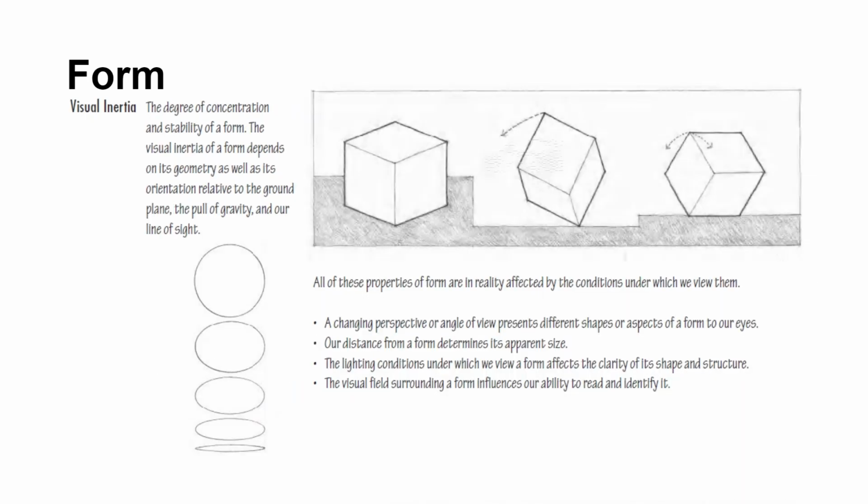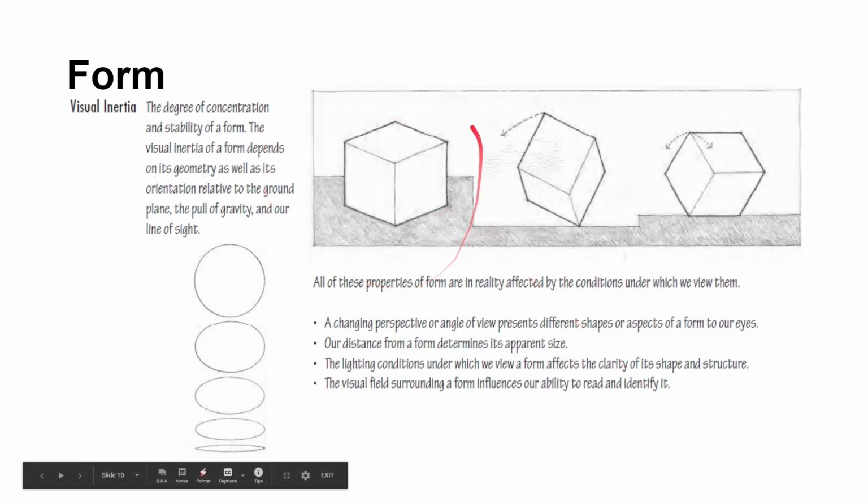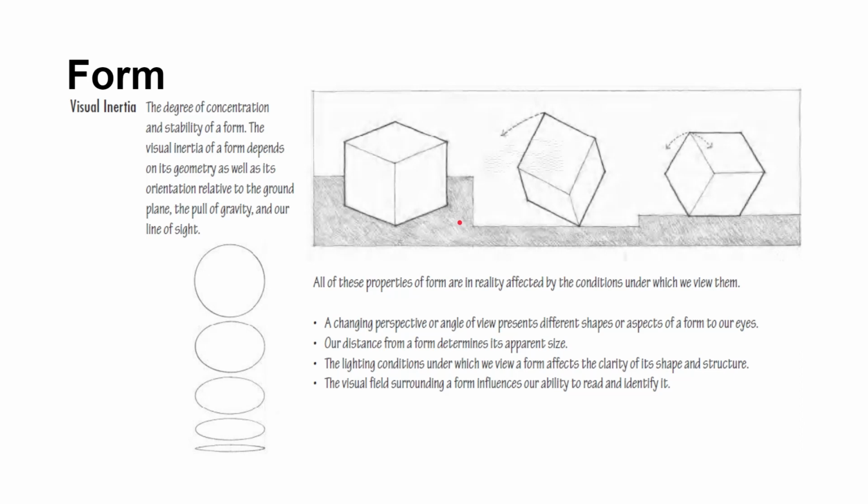Okay, so visual inertia is the degree of concentration and stability of the form. Visual inertia of a form depends on geometry as well as the orientation relative to the ground plane, the pull of gravity, and our line of sight. With the first form, you have the object that is grounded in the plane. As you can see, it is resting well on the ground where it lies.